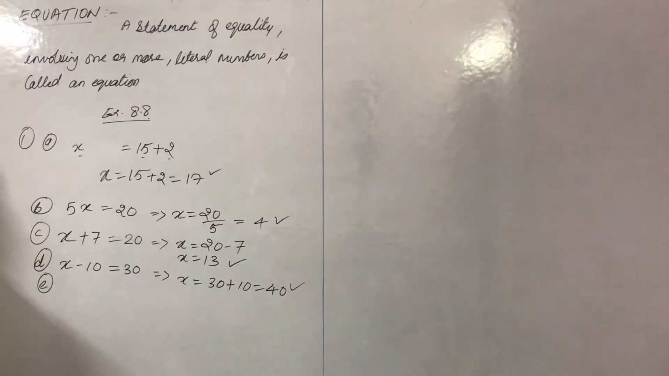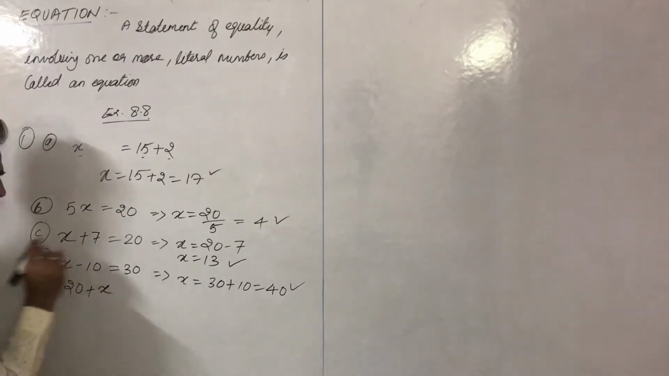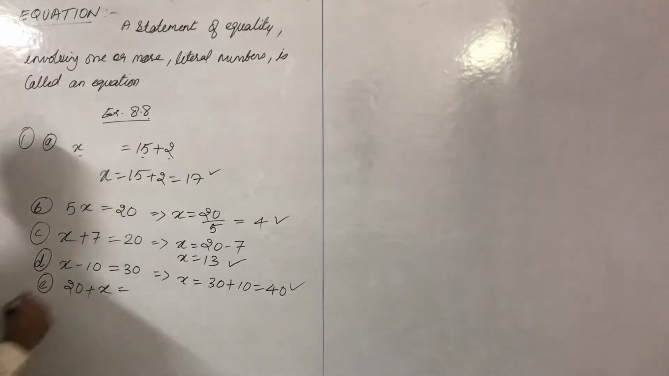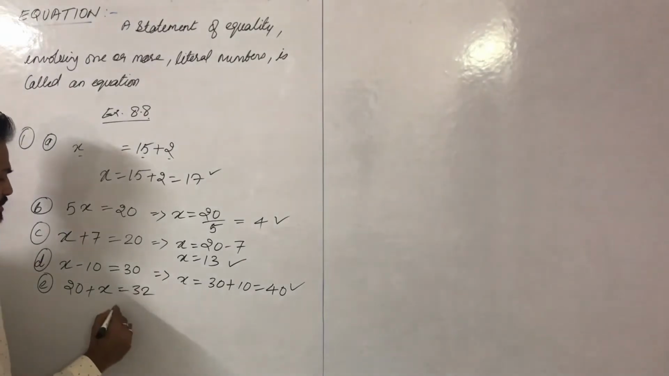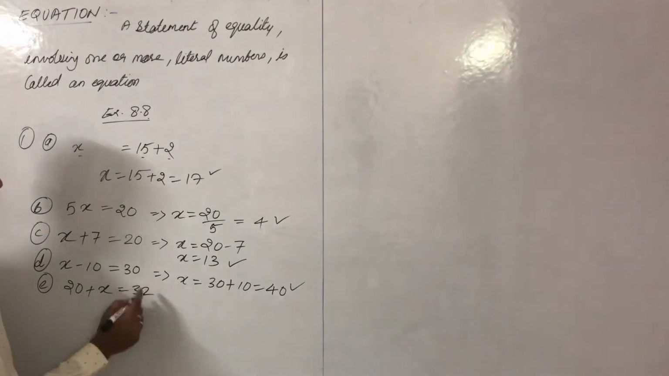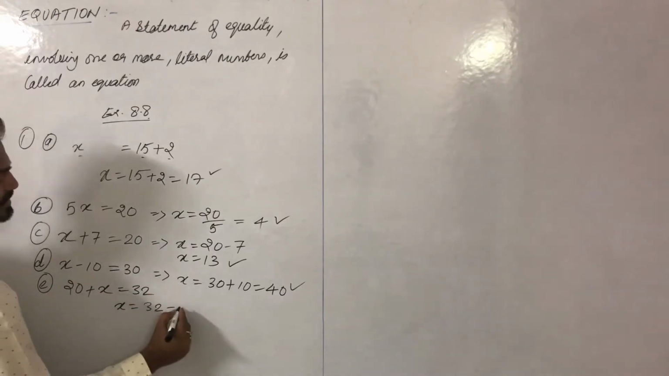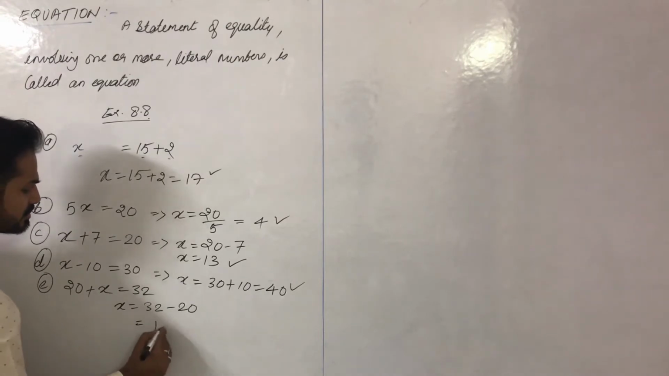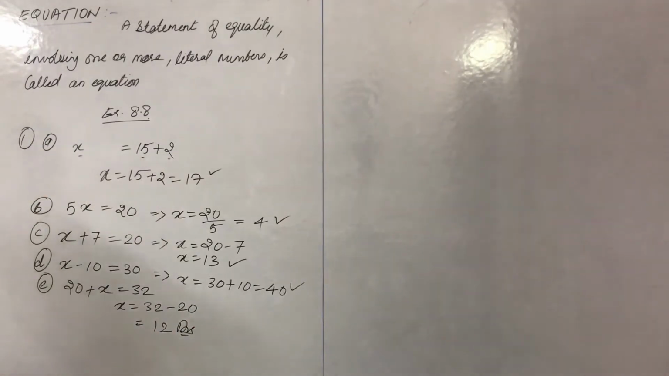Then E: 20 increased by another number is 32. That unknown number is x. So to find the value of x, we change the place of 20 again. So 32, after changing the place, minus 20. The value is 32 minus 20, which is 12. 12 is the correct answer.